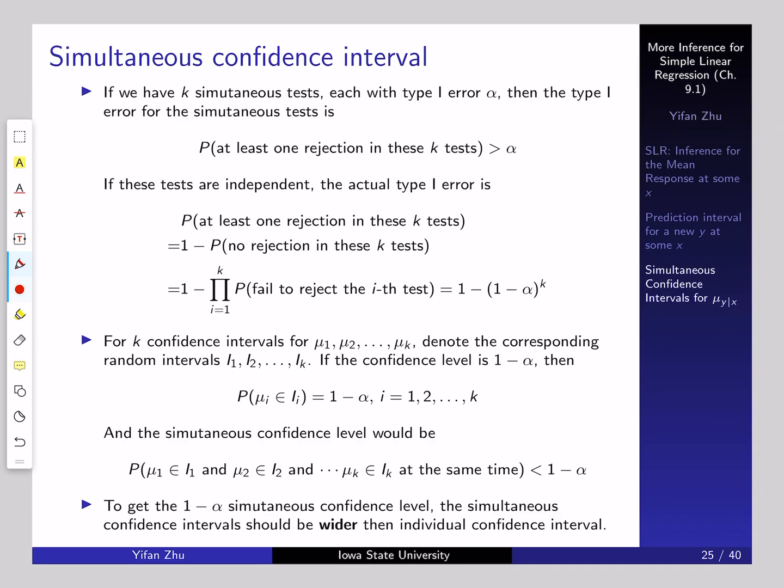So what you do is, if you have k simultaneous tests, each with type 1 error alpha, so the significance level is alpha, then consider the type 1 error for all tests together at the same time. That is the probability you get at least one rejection in the k tests. Since for each of the tests the probability of rejection is alpha, the probability of at least one rejection in these k tests is obviously greater than alpha because you have a lot of tests.